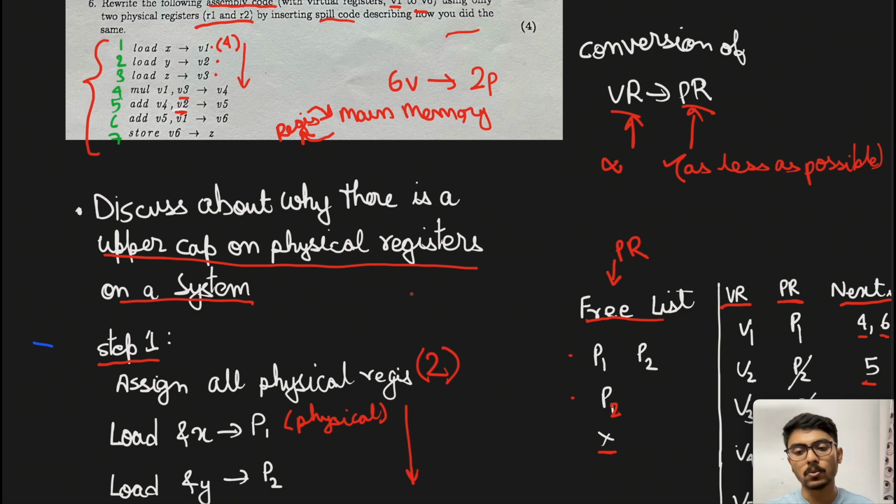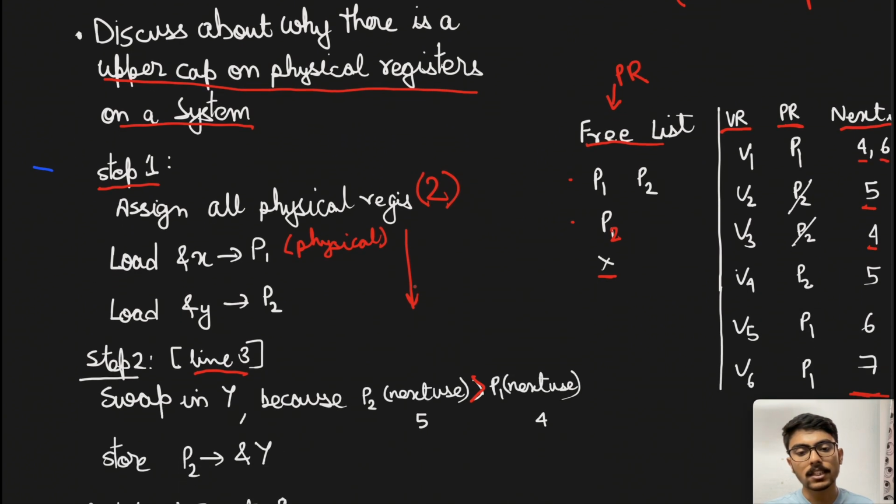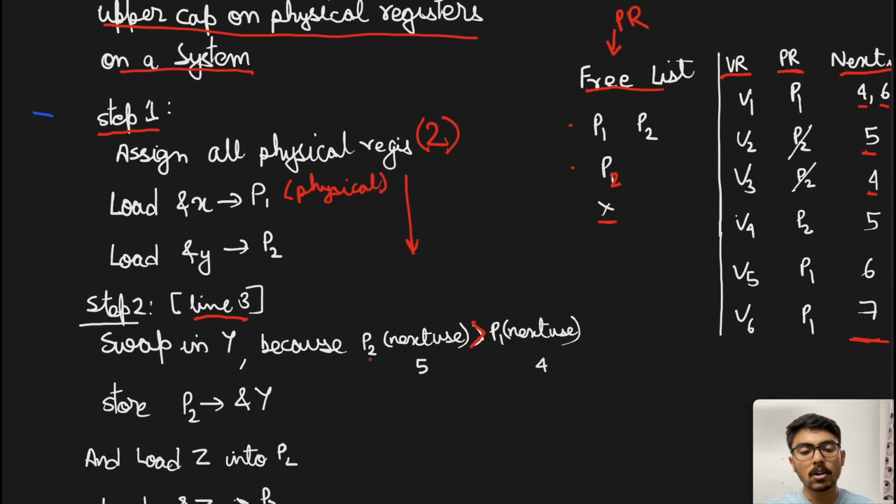So what do we need to do? In this case, the rule says that we need to compare the next use, that is, the next time in the code these physical registers will be used. Whichever physical register comes later in time, or later in the code, that is the one we need to swap.